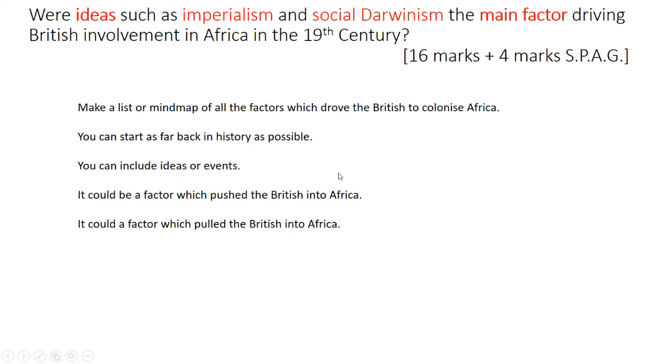And to help you a bit more, if you need it, think of factors which pushed the British to go into Africa, that forced them to go, such as European competition. And then think of factors which pulled the British, which attracted them into Africa, such as the resources that were there for the taking. And make a mind map of that, or a list. Do that before you start. It should take you a minute, maybe 2 minutes. Pause the video now and do that.